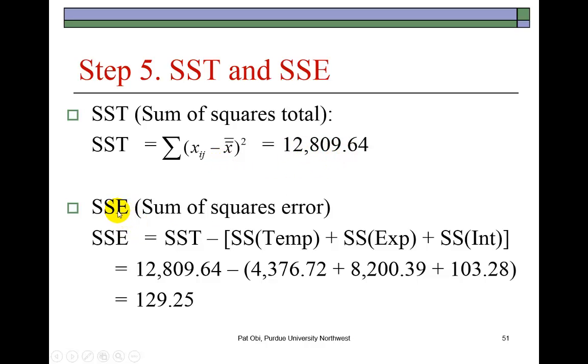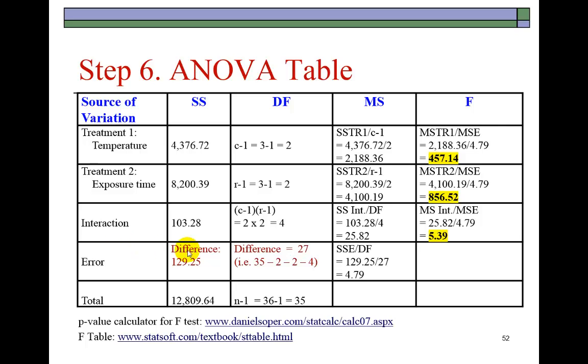How about sum of squares error? Well, it's easy. We do that by deduction. We take this sum of squares total and subtract from it all the sectional sums of squares: sum of squares temperature, which is this, exposure time, which is this, and interaction, which is this. The residual, whatever is left, is going to be your sum of squares error. So that's a quick way to do it if you want to do this manually. This is the summary of it: sum of squares temperature, exposure time, interaction, and total. This minus this, this, and this will give you the difference of 129.25, which is our sum of squares error.